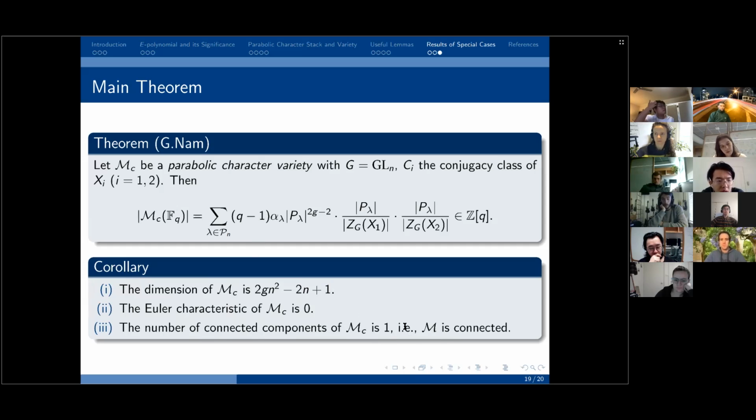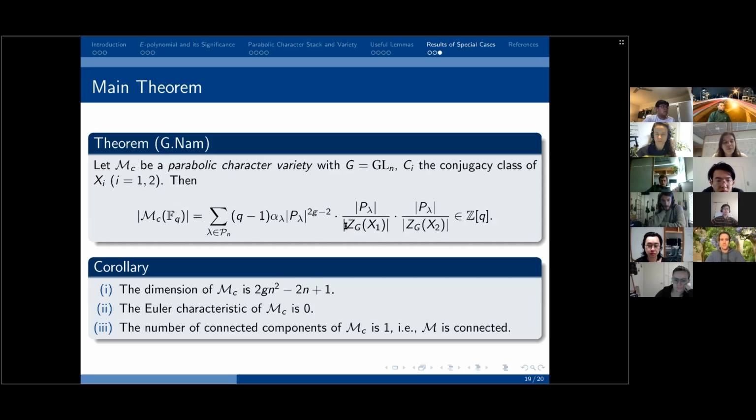In both the parabolic character variety and stack cases, we can consider more and more punctures with some unipotent element and regular semisimple element. But in that case, more terms appear. So I think this is the base condition of my talk. So I just give these two results with these two punctures.